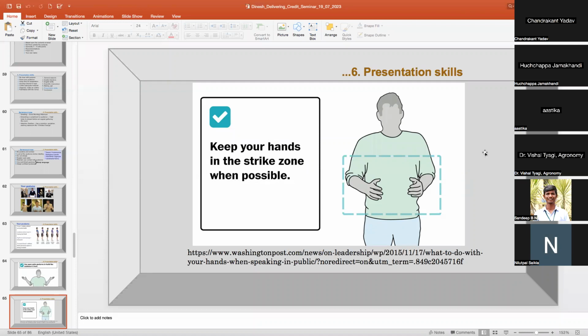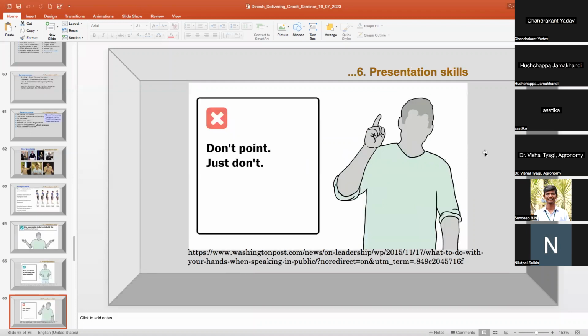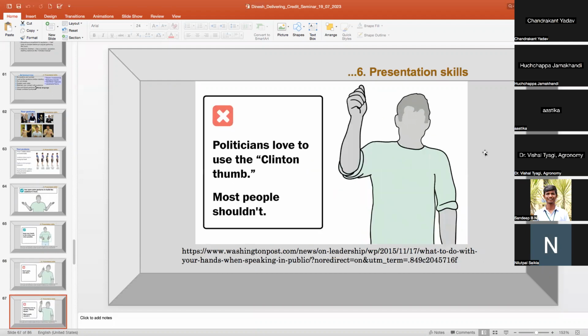Shoulders. And now don't point, just don't. Sometimes you should not point fingers towards the audience. Then it can offend them. Now politicians love to use the Clinton thumb. Sometimes, rarely, you can use thumbs also to support a view, to say your point with more emphasis.